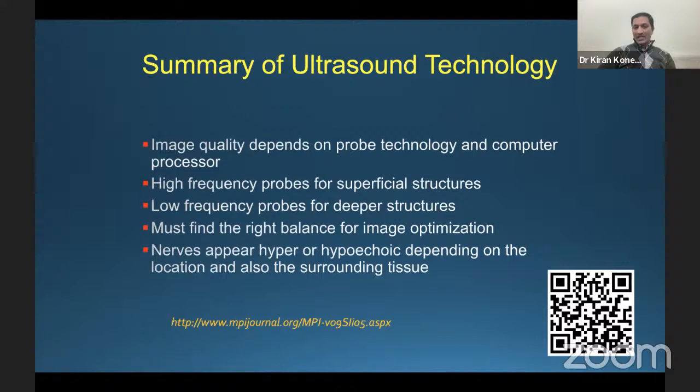And you have to understand that nerves sometimes appear hyper or hypoechoic depending on location and the surrounding tissue. I've also given you a reference article to look at to understand the ultrasound physics. And you can also use the QR code if you like to get to the article. And it's a PDF article, and it's free to download.